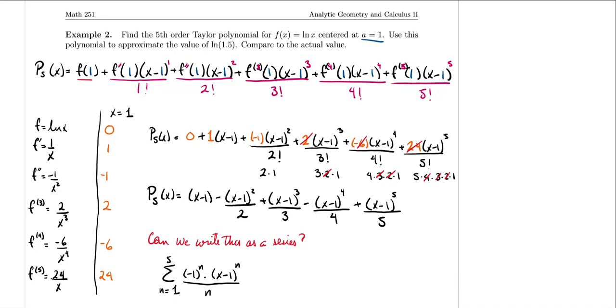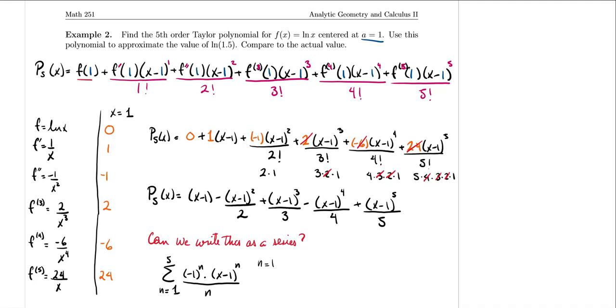Is this pattern, or is this series giving us the right pattern here? Let's see, we can try a couple ones. If n is equal to 1, then we would have negative 1 raised to the first power. Uh-oh, that is giving us a negative number. So let's go ahead and fix this one here, because we do want to get a positive. So it's an easy fix.